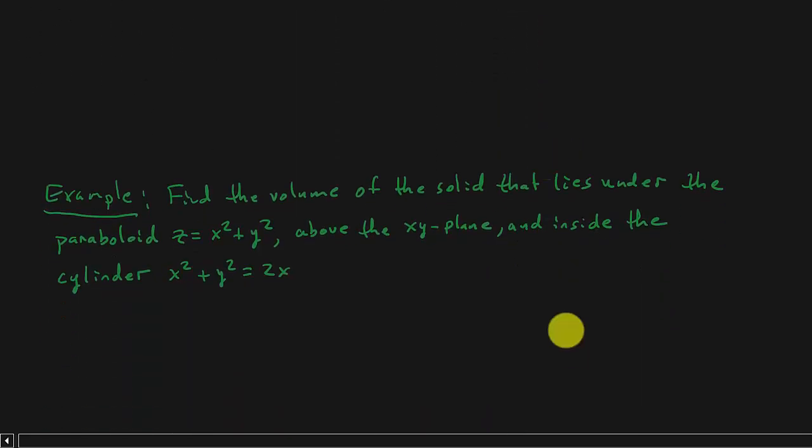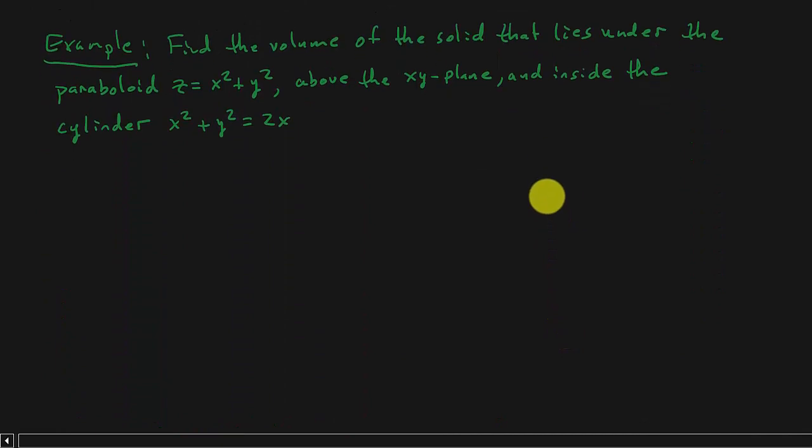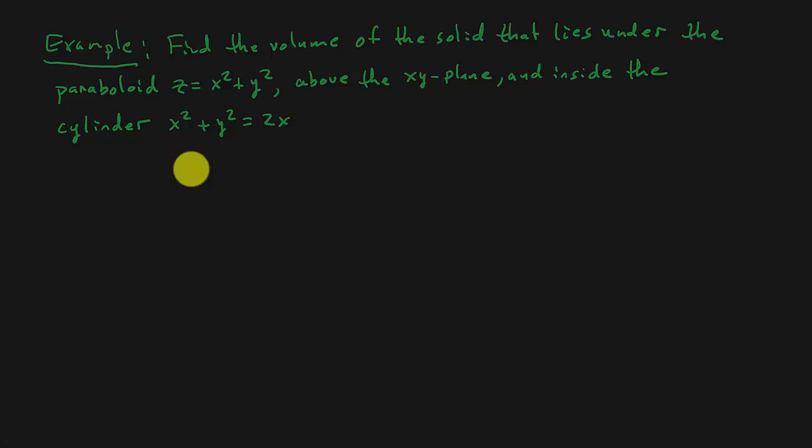So let's look at this, and I believe this is our last example. So it says, find the volume of the solid that lies under the paraboloid z equals x squared plus y squared. So that's a paraboloid, that's opening up there, above the xy plane and inside the cylinder x squared plus y squared equals 2x.